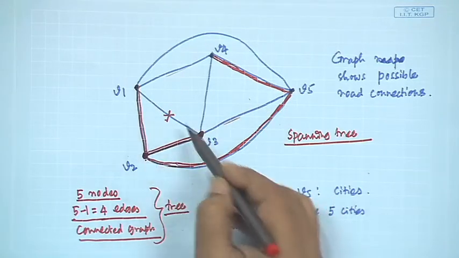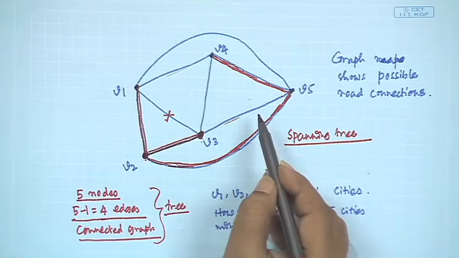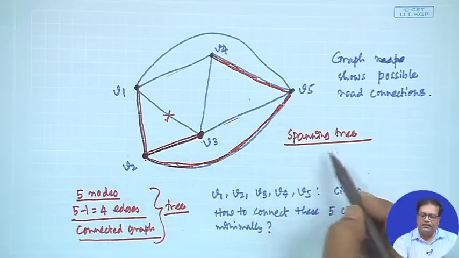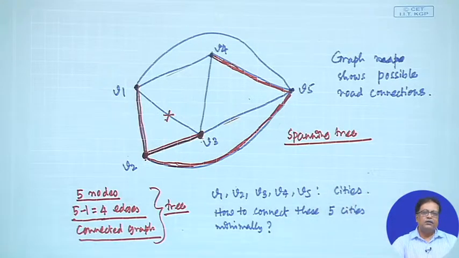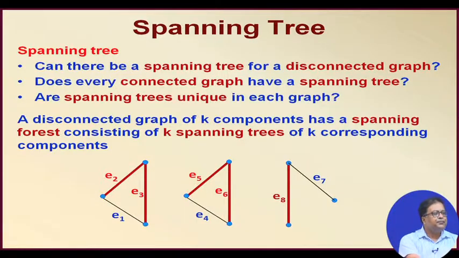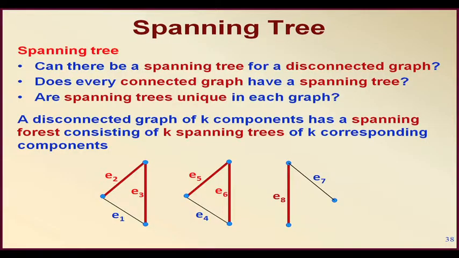So if I draw a tree out of these 5 cities, then that particular tree is called a spanning tree. We have seen the concept of spanning tree in our previous class. Now we continue from there. We have a spanning tree for a connected graph. Suppose we start with a disconnected graph, then what happens? A connected graph has a spanning tree, so what will a disconnected graph have?